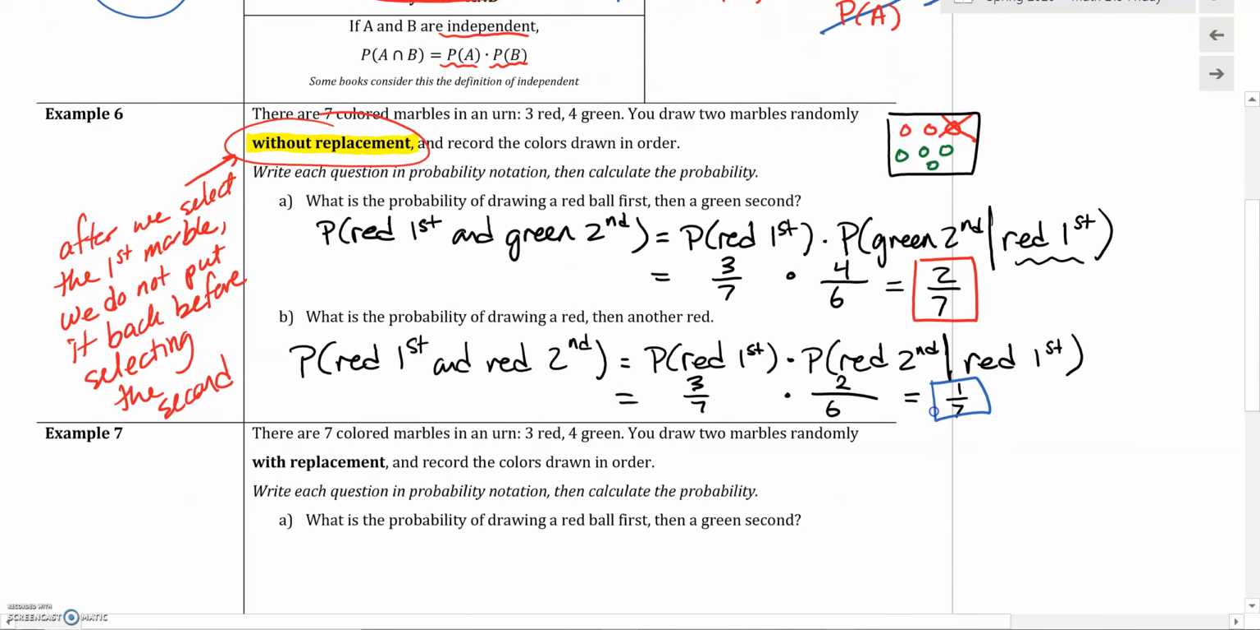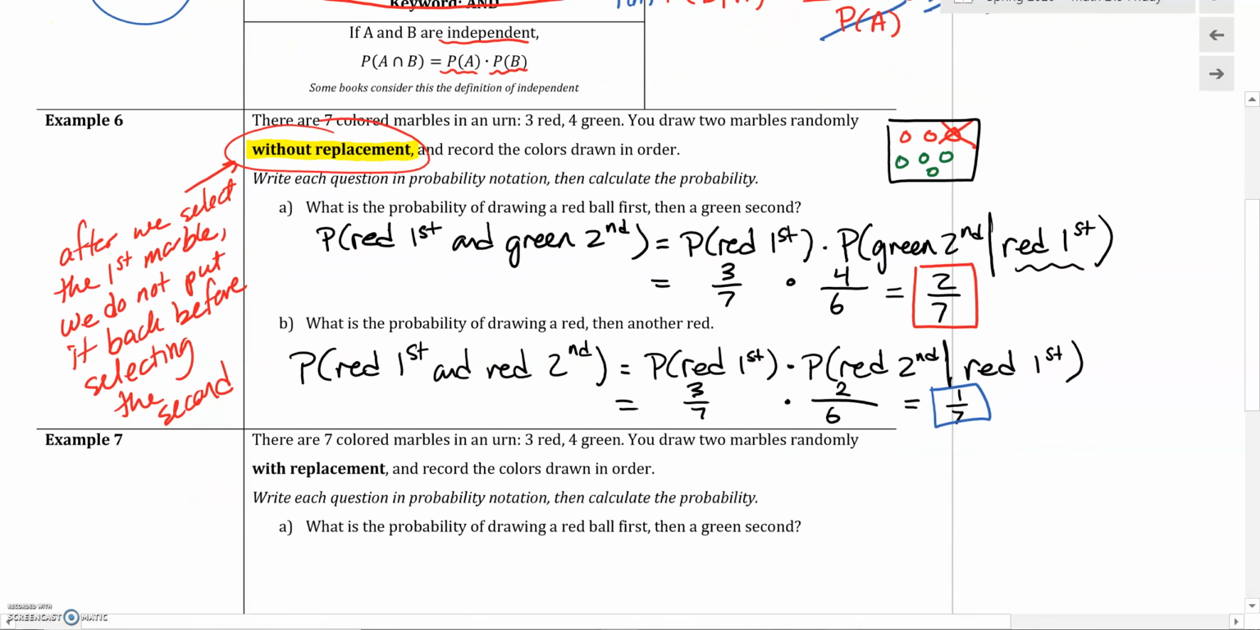Now, when you use replacement, it means you don't do any of this crossing out of a marble thing here. It means that you look at the marble, you acknowledge that it's red, and then you put it back in the bag and shake up the bag. So your sample space doesn't shrink, because every time you draw a marble, there's always 7 marbles in the bag, 3 red and 4 green. When you're not using replacement, again, every time you pull a marble out, it stays out, and therefore that has an impact on the probability of getting your next marble drawn.